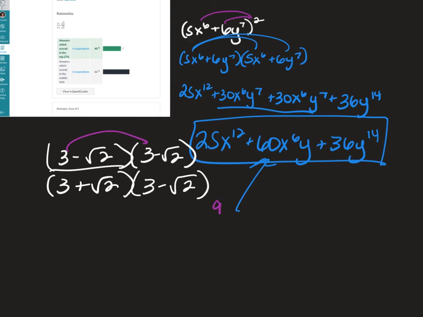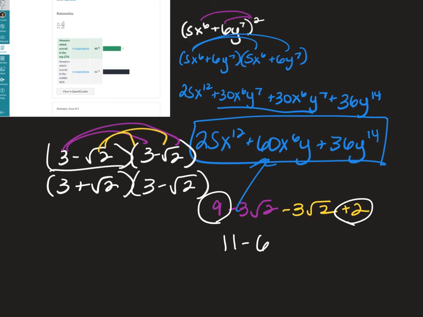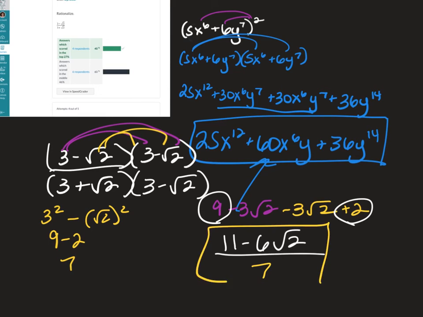So 3 times 3 is 9. 3 times negative root 2 is negative 3 root 2. 3 times negative root 2 again, negative 3 root 2. And then negative root 2 times root 2 is plus 2. So the numerator would have been 9 plus 2, which is 11 minus 6 root 2. And then the denominator, if you FOIL this out, you could use the shortcut, which is square the first term, square the last term, put a minus between them, 9 minus 2, which is 7. That was the correct answer.